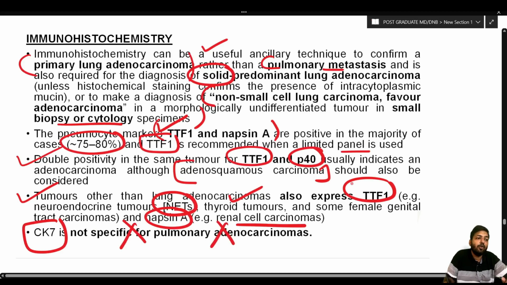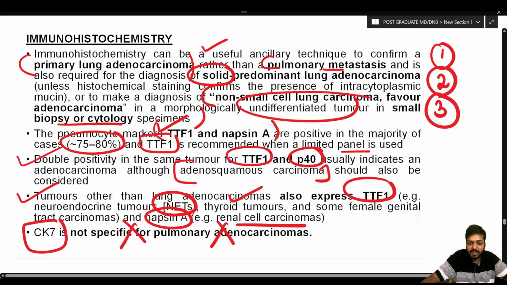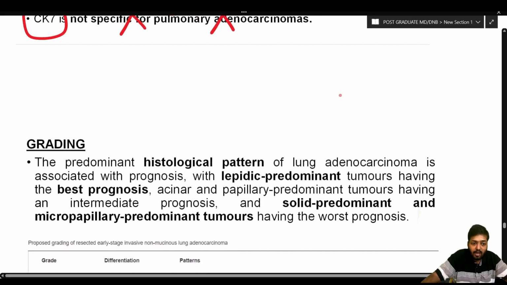So when are you going to use IHC for TTF1 and napsin? Number one, to rule out pulmonary metastasis. Number two, in solid predominant lung adenocarcinoma. Number three, when there is an undifferentiated tumor in a small biopsy or cytology specimen. These are the three important indications for carrying out IHC.